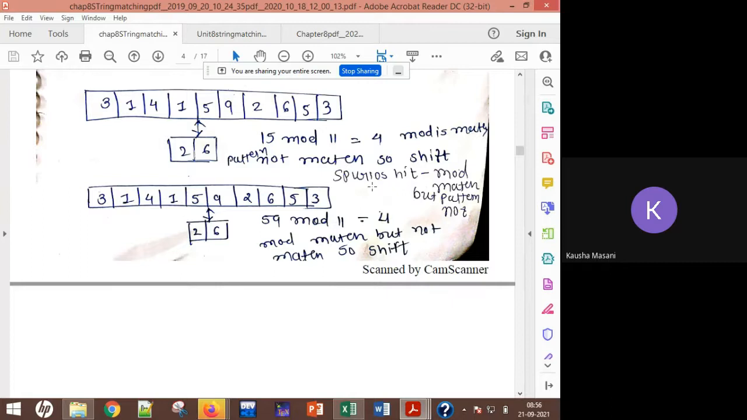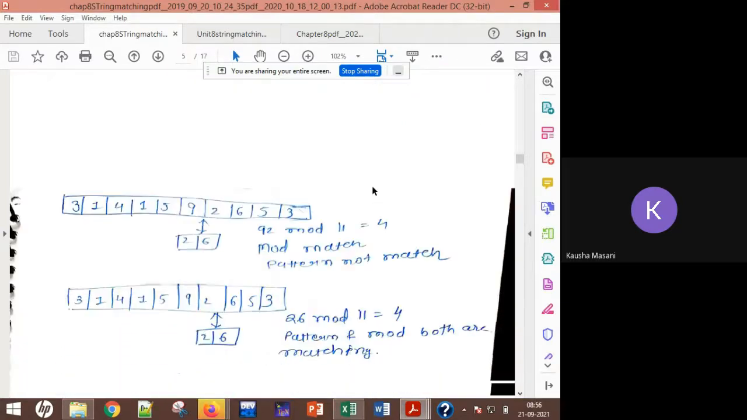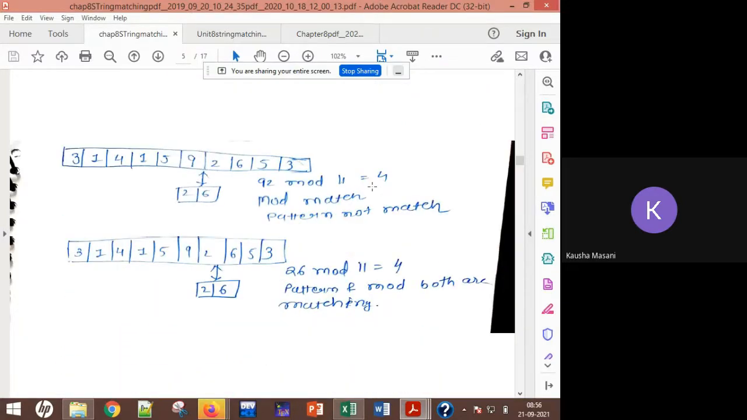So you will go on next. After 15, you will go on to 59. 59 mod 11, again 4. Again, it is a spurious hit. The mod is matching, but the pattern is not. So again, you'll shift. Now you get 92. 92 mod 11, again mod matches. That means your hash value matches, but the pattern is not matching.